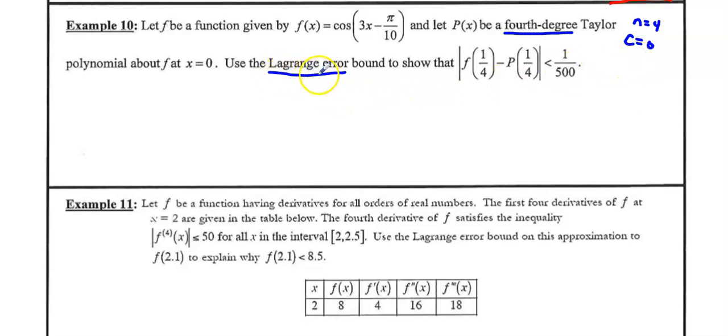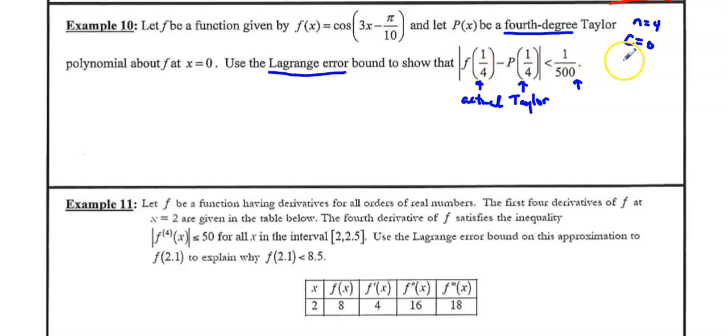It says use the Lagrange error bound to show that the absolute value of f of 1/4 minus p of 1/4 is less than 1 over 500. So basically, this is the actual value of our function, and this is going to be the actual Taylor series approximation. So what this is asking us is that when we find the error, we're going to know that the error is going to be less than 1 over 500. That's really all this is saying.